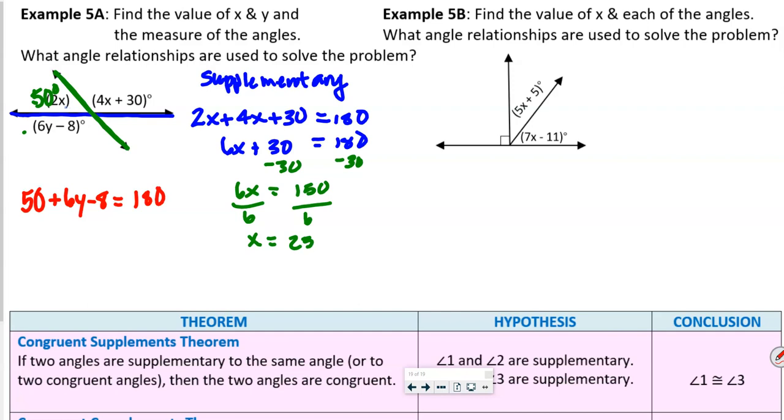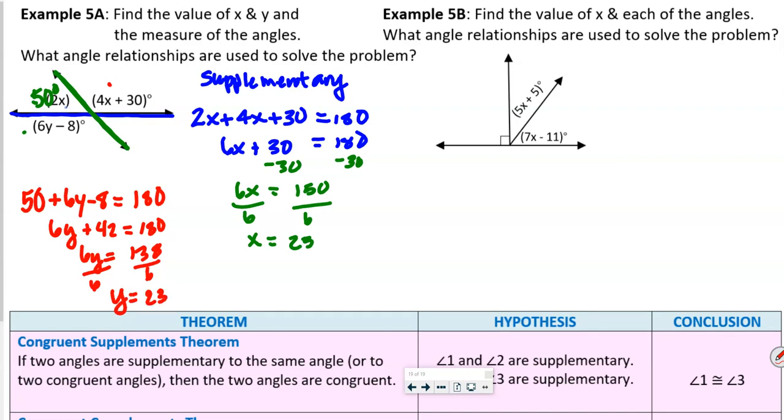We're going to talk about this angle up here too because it told us to find it, but I'm going to finish this first. So 50 minus 8 is 42, so this is 6y plus 42 equals 180. We're going to subtract that 42 from both sides, so 6y is equal to 138. And then when I divide both sides by 6, y is equal to 23.